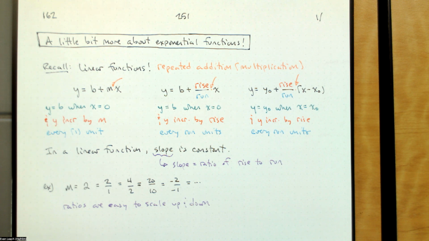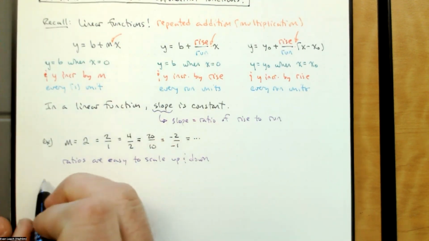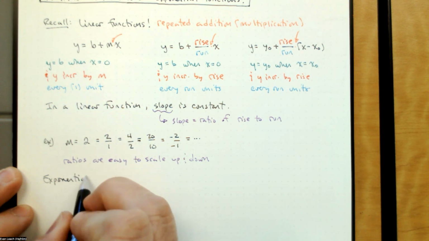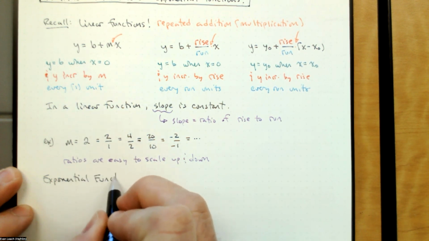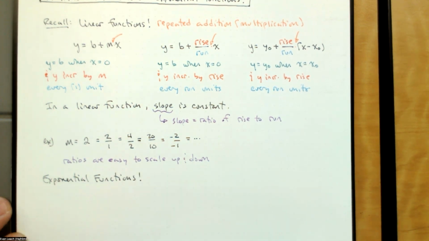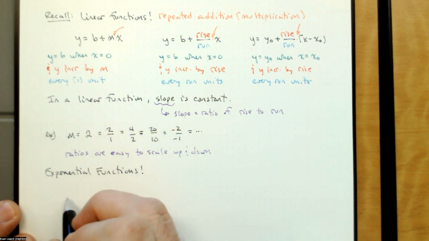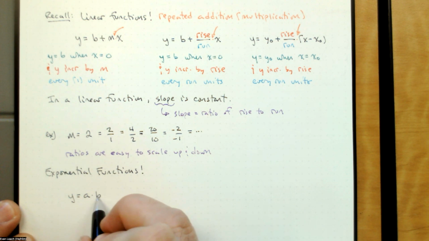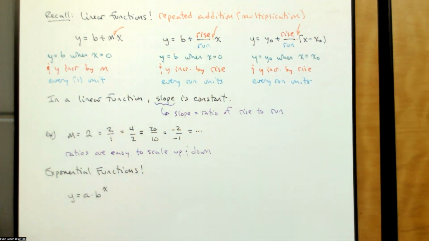Exponential functions operate differently because exponential functions have a pattern of repeated multiplication. So the simplest form of an exponential function is to say y is equal to a times b to the x. Y is equal to a times b to the x.